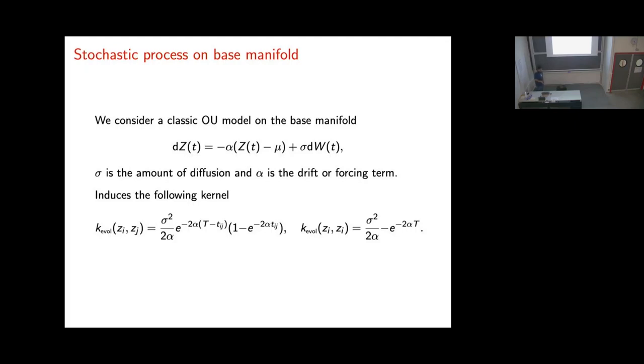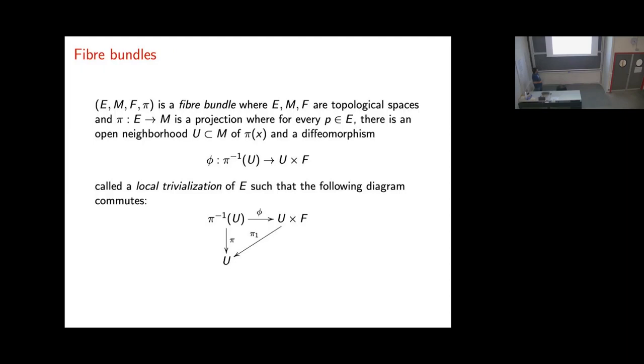This is very standard. You can have an Ornstein-Uhlenbeck model. You can have a Brownian motion model, where Brownian motion means there's no selection. You can have a version called a burst model. For all of these, you can write down what the kernel is, and it's going to be related to the time to the most recent common ancestor.